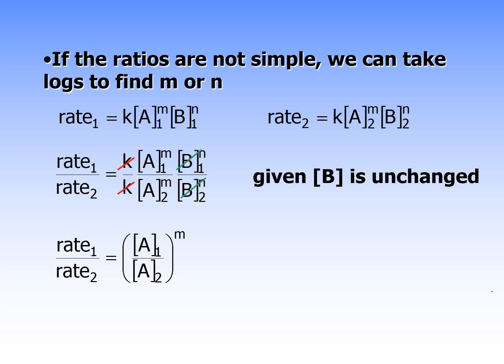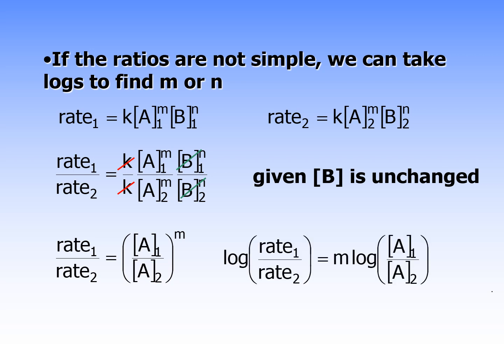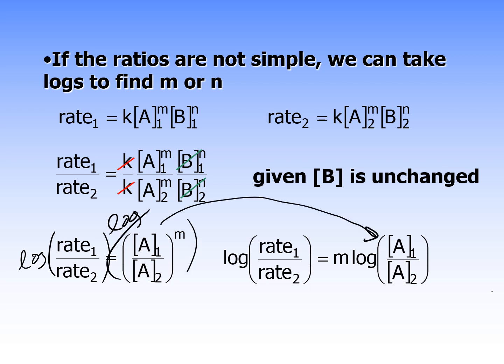Now, if these two things are not easily determinable, right? They're not 2 and 4 or whatever, then what we can do is we can take the log of both sides of the equation. Now, when we take the log of this, we get some value. And if we take the log of this whole thing, we get this, log of the concentrations times m in the front. This brings the exponent out of the equation. Now the last step here would just be to divide over these two values.